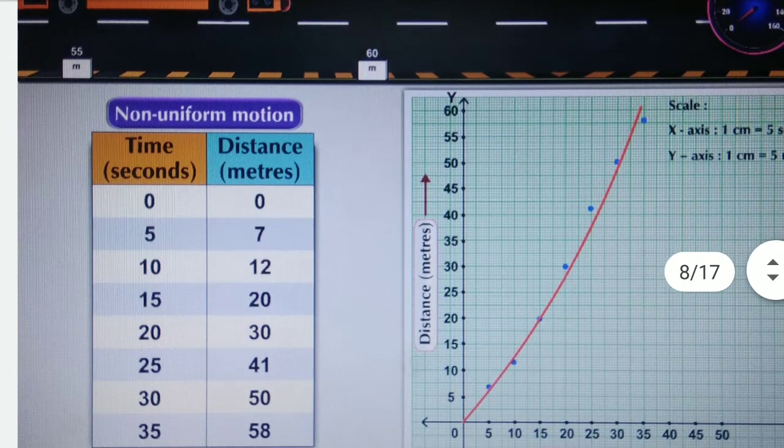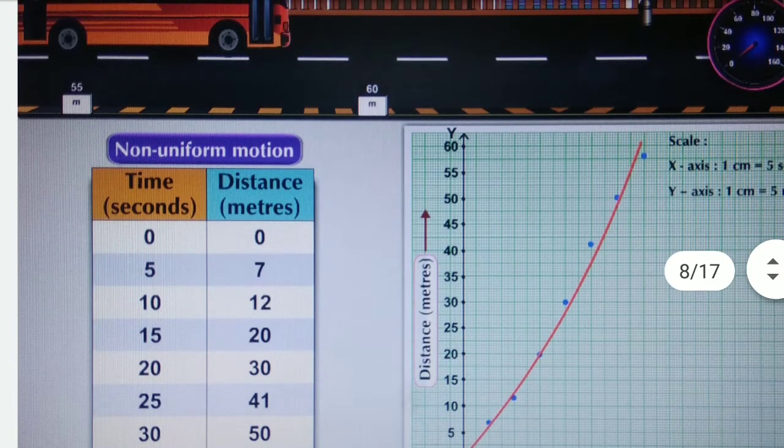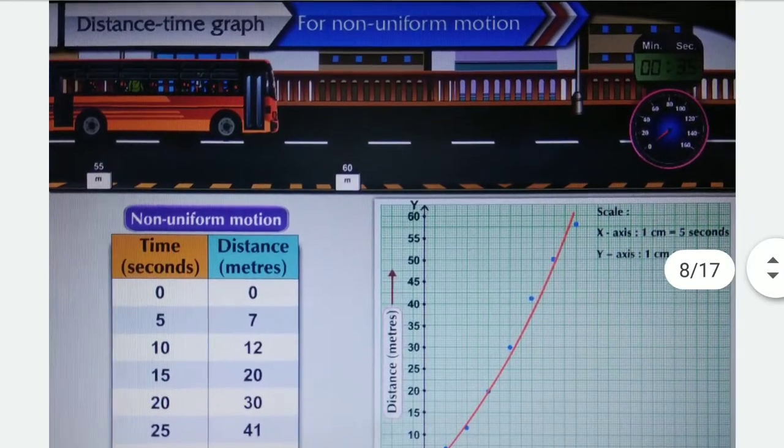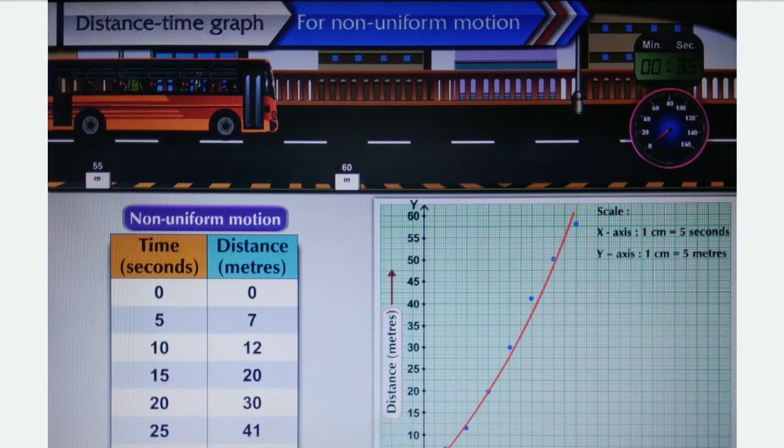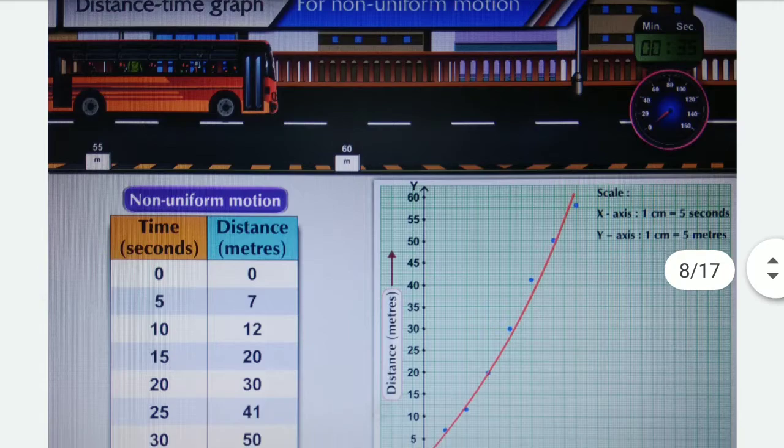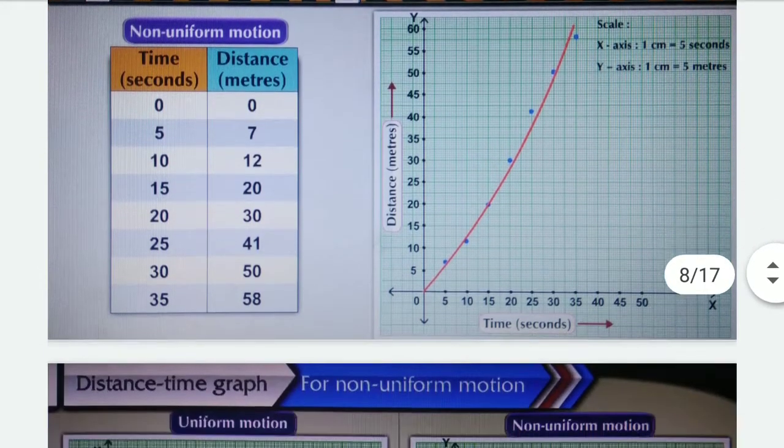See, again this is the same example taken. The graph is shown and the table is shown, and above that table what is written is: this is the distance time graph for non-uniform motion. As in this example, the car does not cover the same distance in the same interval of time, the motion is said to be non-uniform motion, and therefore the distance time graph for non-uniform motion is not a straight line graph.